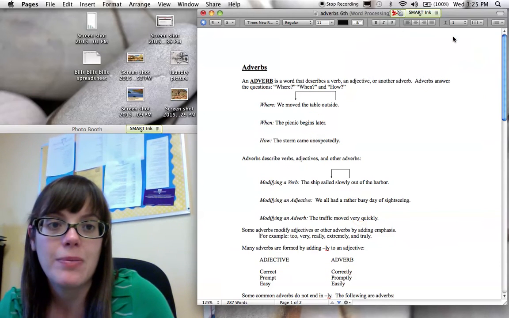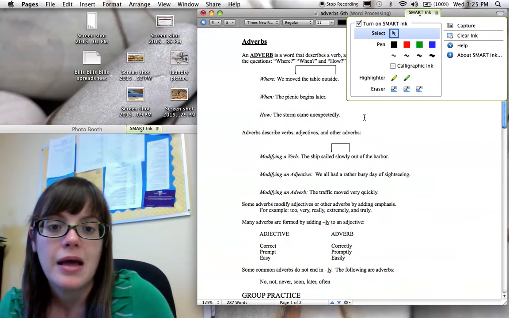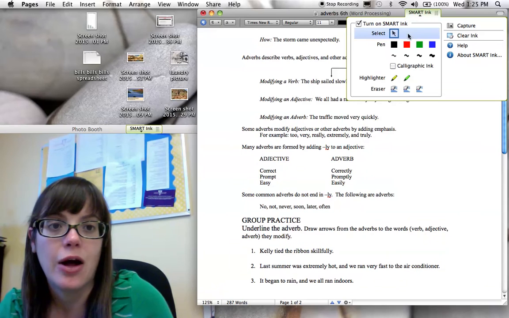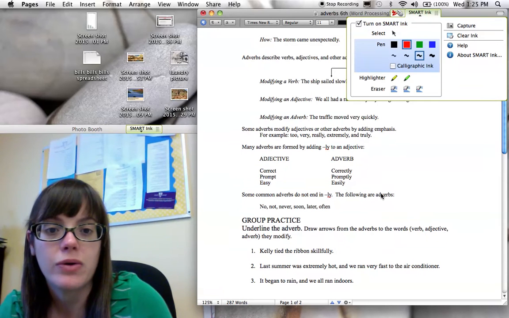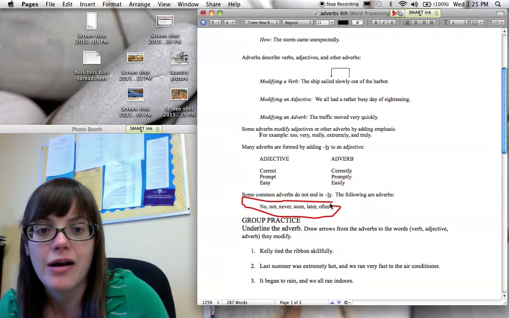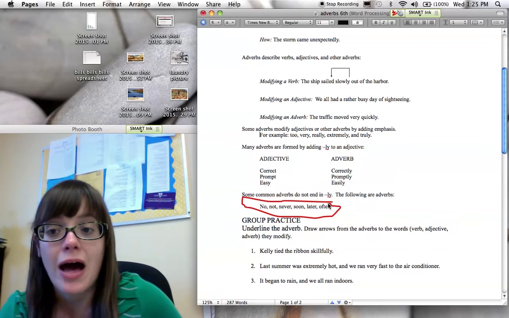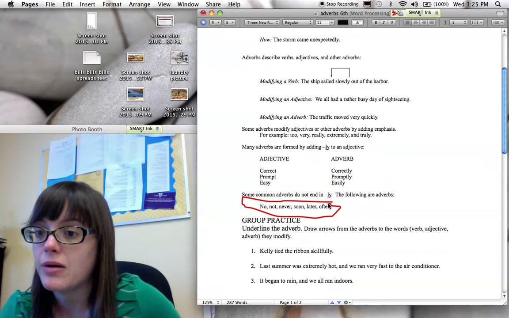All right, now I put a list down here of some common adverbs that do not end in ly, but that are helpful for you to know, okay? And that's no, not, never, soon, later, and often. So these are words that we use a lot, okay? And they are all adverbs even though they don't end in that ly, right?